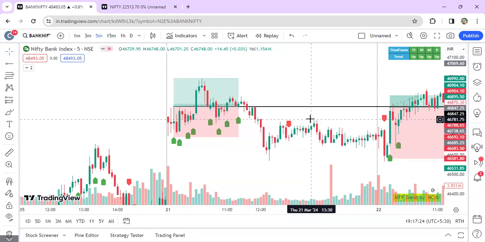Wait for your target 2 to be hit, and then again trail your third lot to target 1. And if the market is then going to reward you with that 1:3 risk to reward, take that particular target, or let the market hit your trail SL and get out of the trade. That's how you should trade.